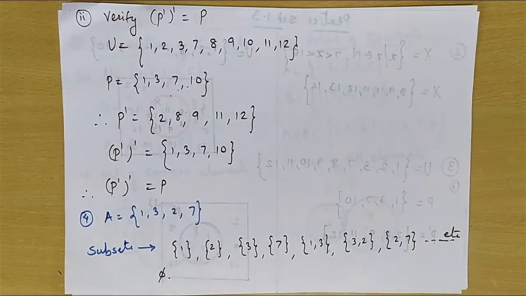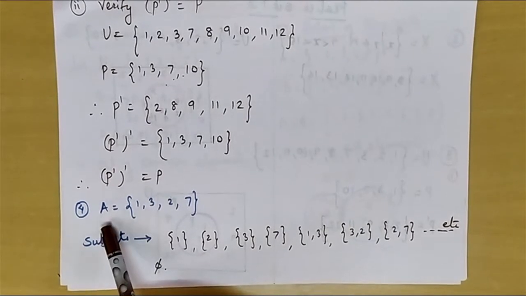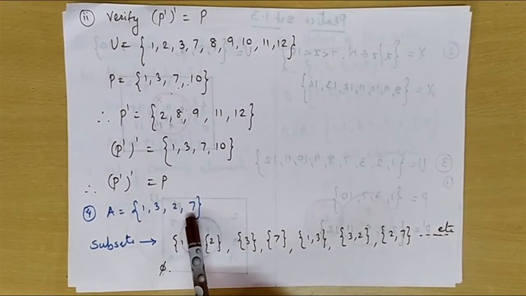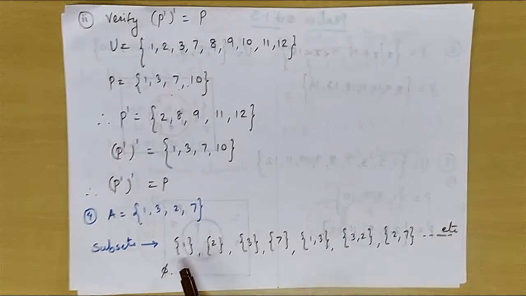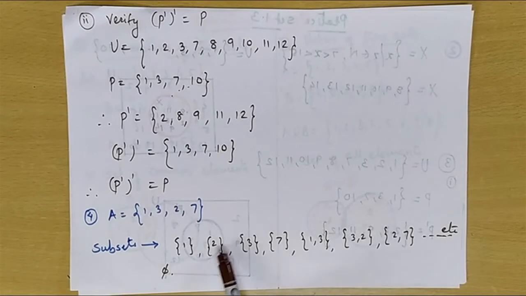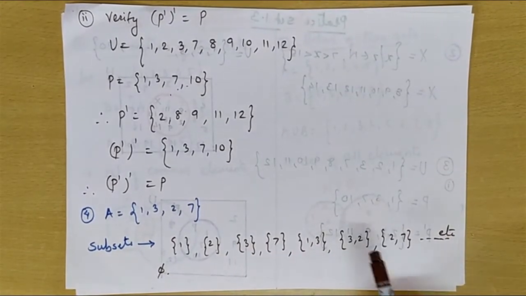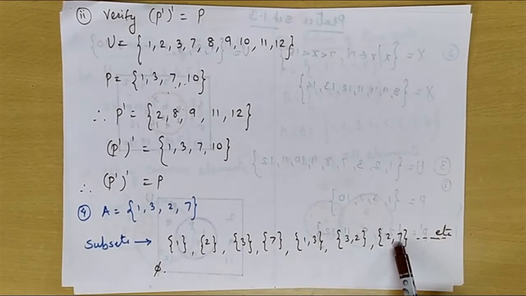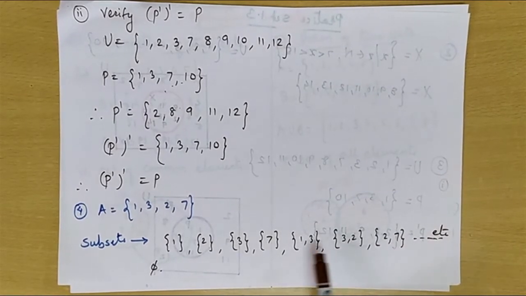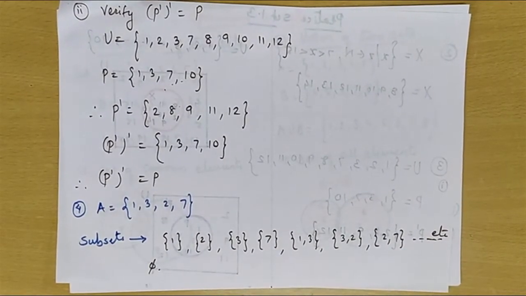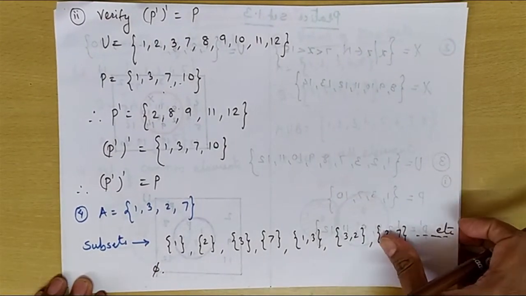Hence the proof. Now let us see the fourth example. In the fourth example they have given set A as 1, 3, 2, 7 and you have to write the subsets for set A. Now these subsets can be only one element, that is 1 or 2 or 3 or 7, or 1 and 3, or 3 and 2, or 2 and 7. In this way you can write the combinations of the sets. All these sets are subsets of the set A. Okay. Even the empty set is also a subset of set A.